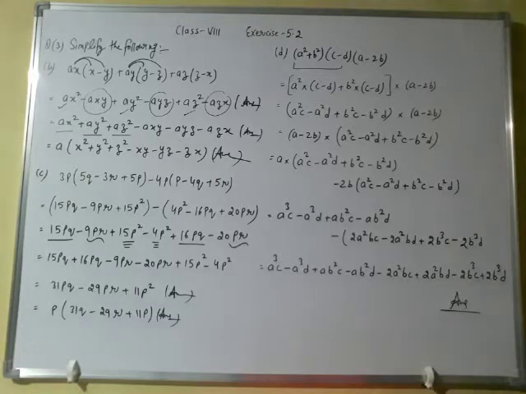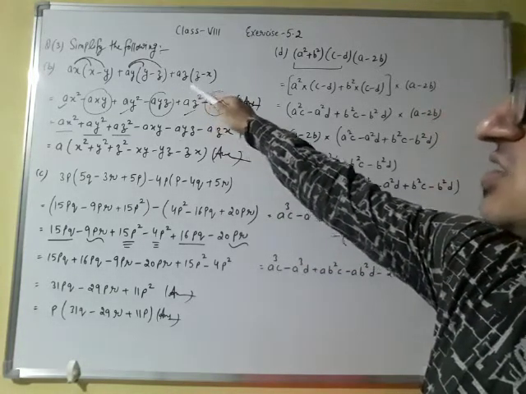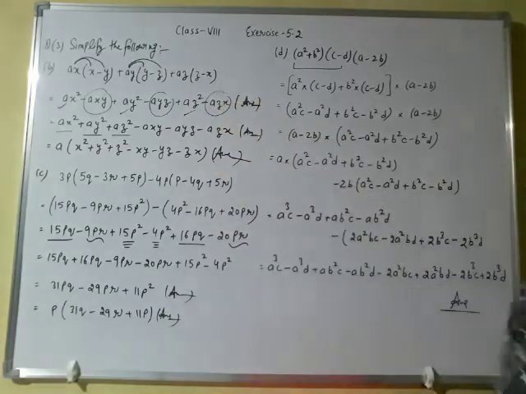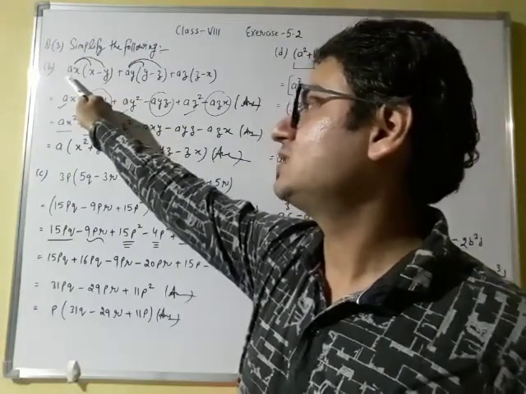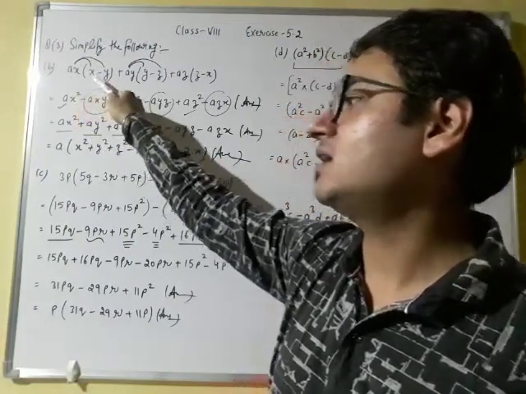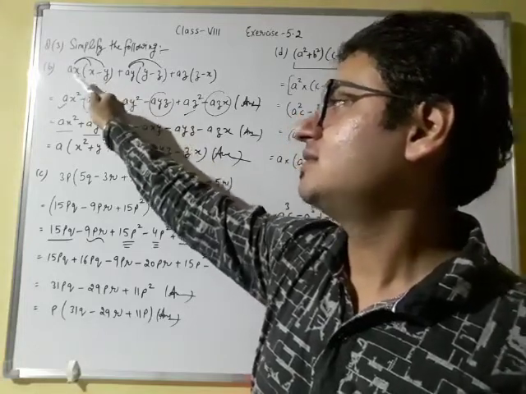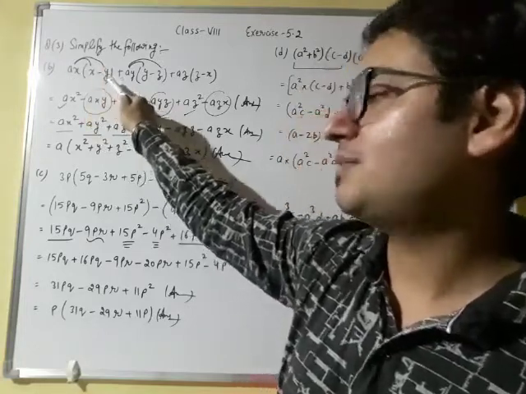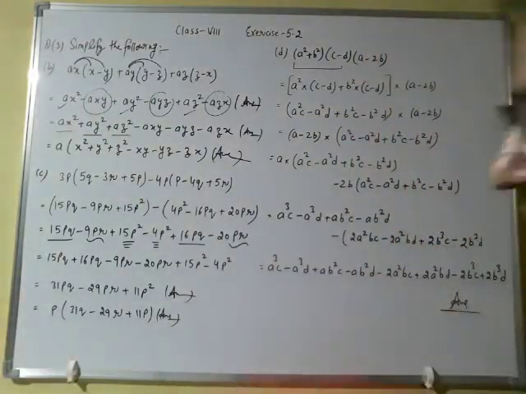Part 1. Simplify the following: ax multiplied by (x minus y) plus ay multiplied by (y minus z) plus az multiplied by (z minus x). So here you can see that we have to multiply a monomial by a binomial. So ax will multiply by x and ax will also multiply by y. Ax will multiply by both the terms of the binomial one by one.